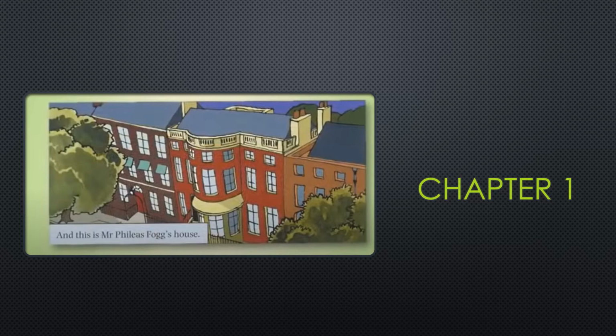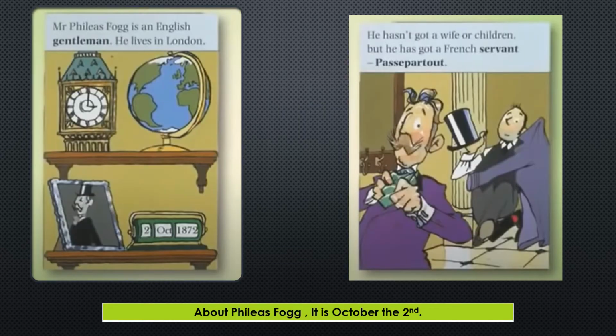Chapter 1. So this is Mr. Phileas Fogg's house and he lives in London. Chapter 1, at Mr. Phileas Fogg's house, which is in London. So it is October 2nd, the year 1872. Mr. Phileas Fogg is an English gentleman and he lives in London. He hasn't got a wife or children, but he has got a French servant and his name is Passepartout.